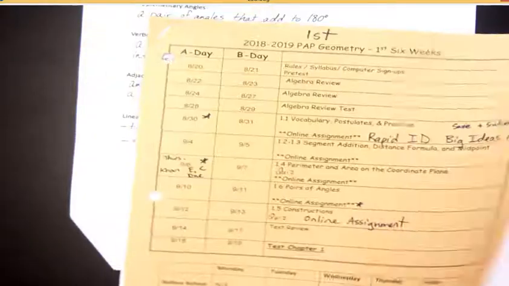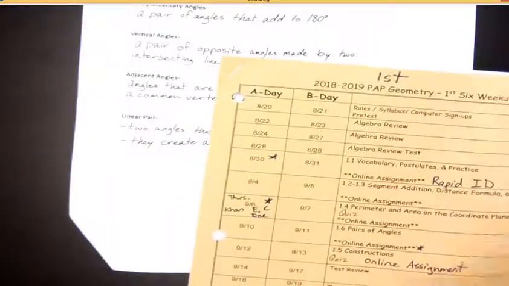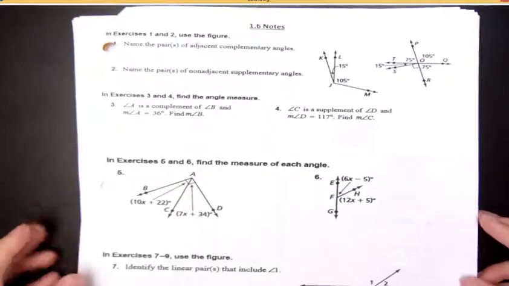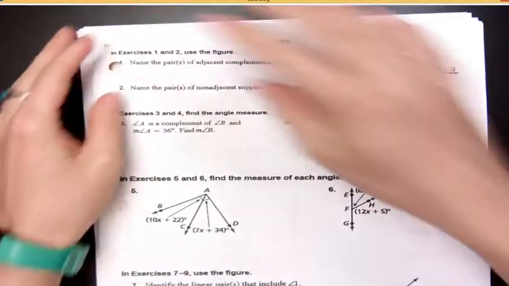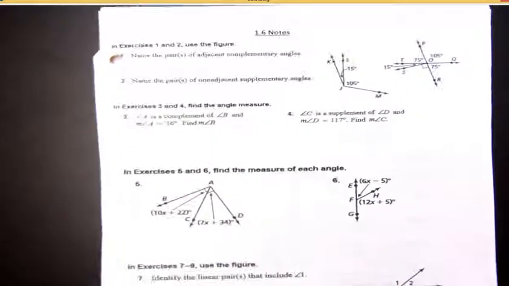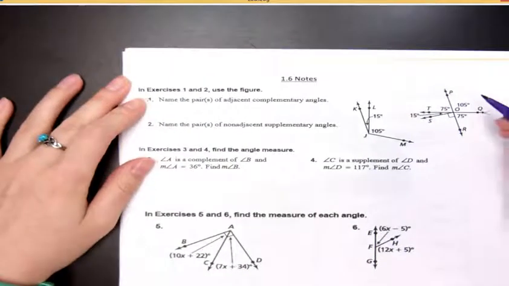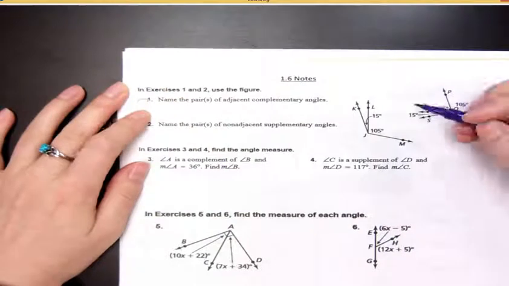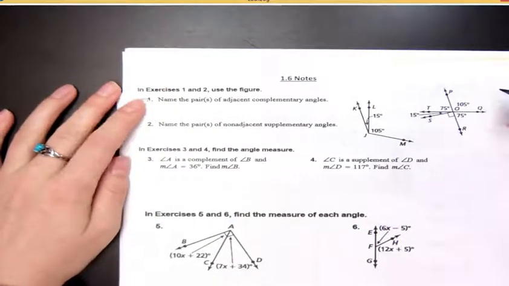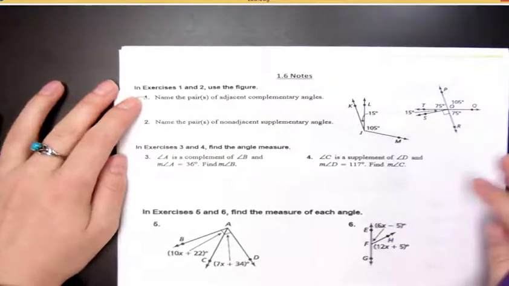Alright, so flip over to page 13. We only have one page of notes past the definitions today. On here, can anyone tell me any adjacent complementary angles? They just mean two of them.